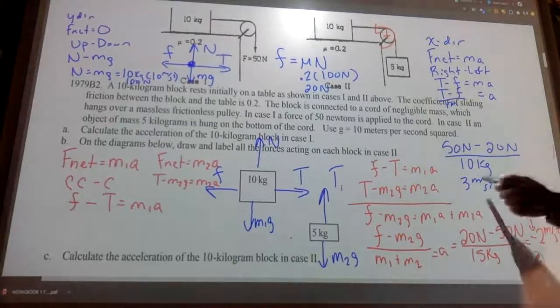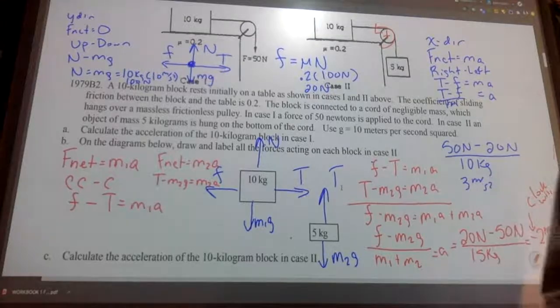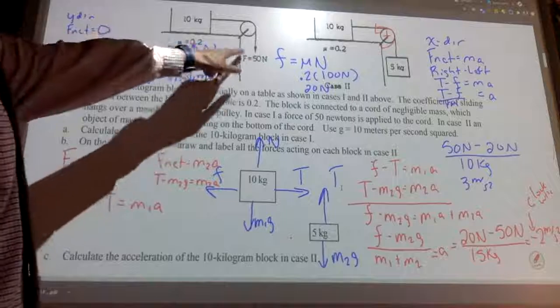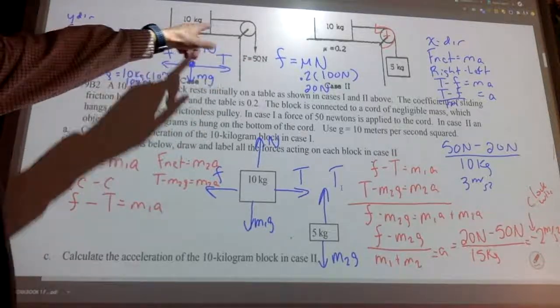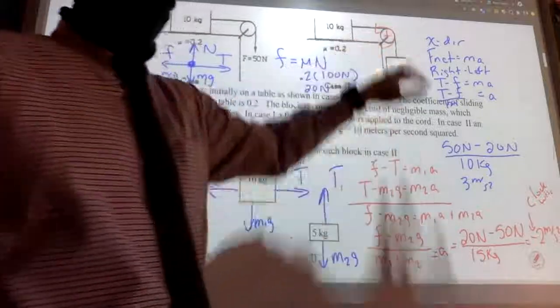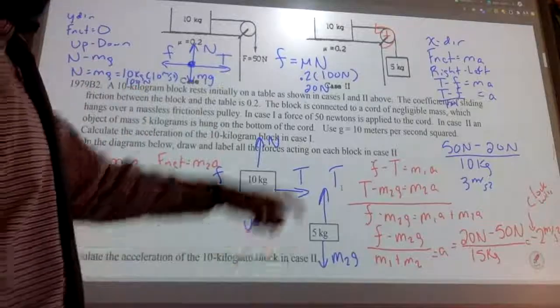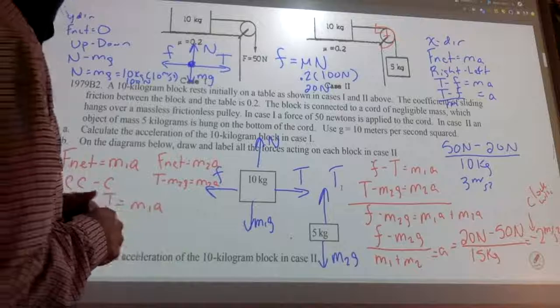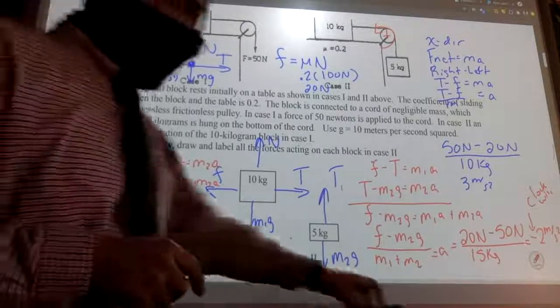So you can see, even though we have the same net force in both of them, this net force is only accelerating 10 kilograms, where this net force has to accelerate 15. And some of that force needs to be used up to accelerate that one. Right, so this was 1979, number 2.